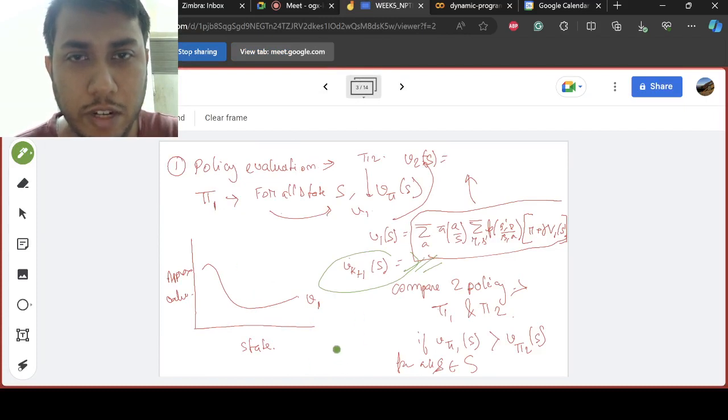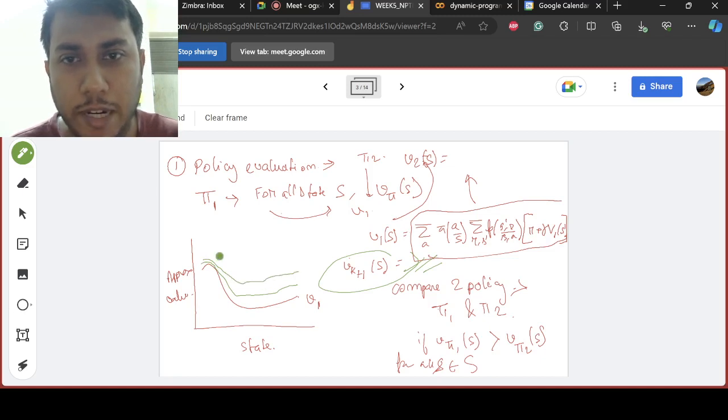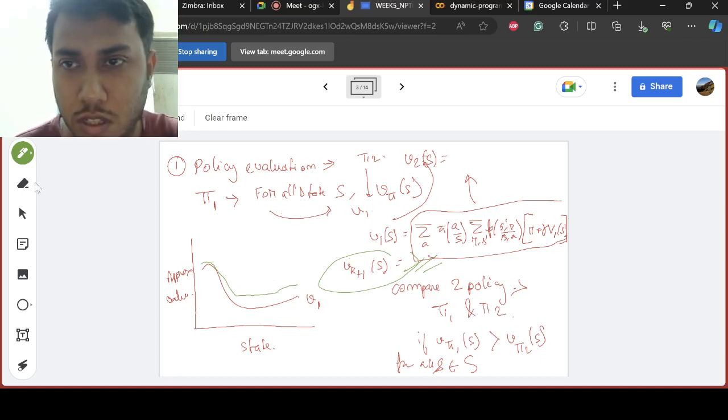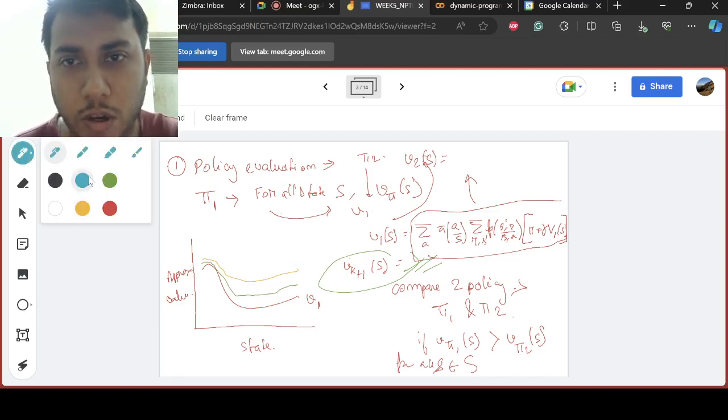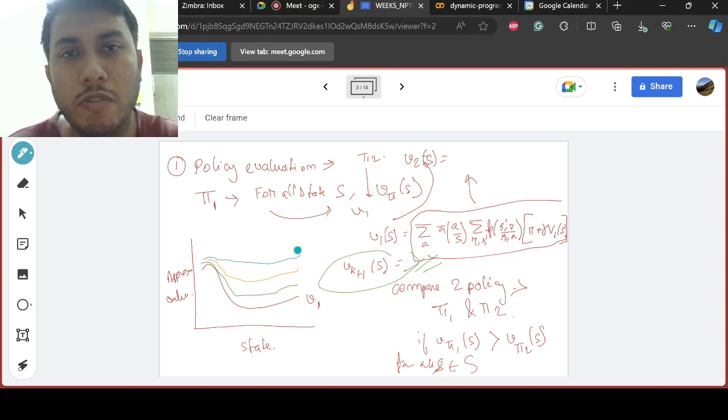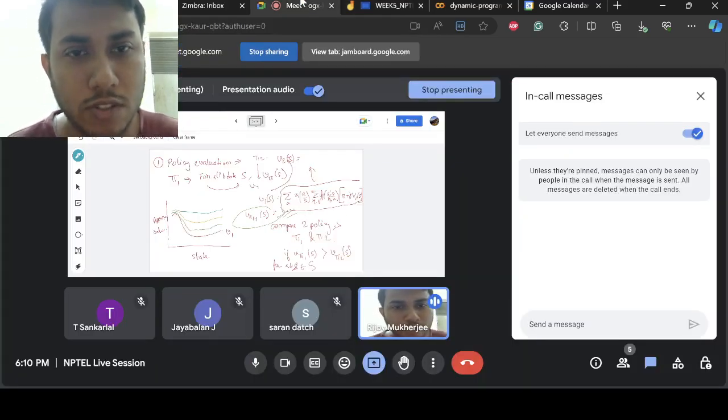So you will evaluate, and in the next iteration you will get a policy which will be better than this. Then you will again evaluate, and find a policy better than this, and then again evaluate. And how long will you continue? You will continue this process as long as there is a change in states.